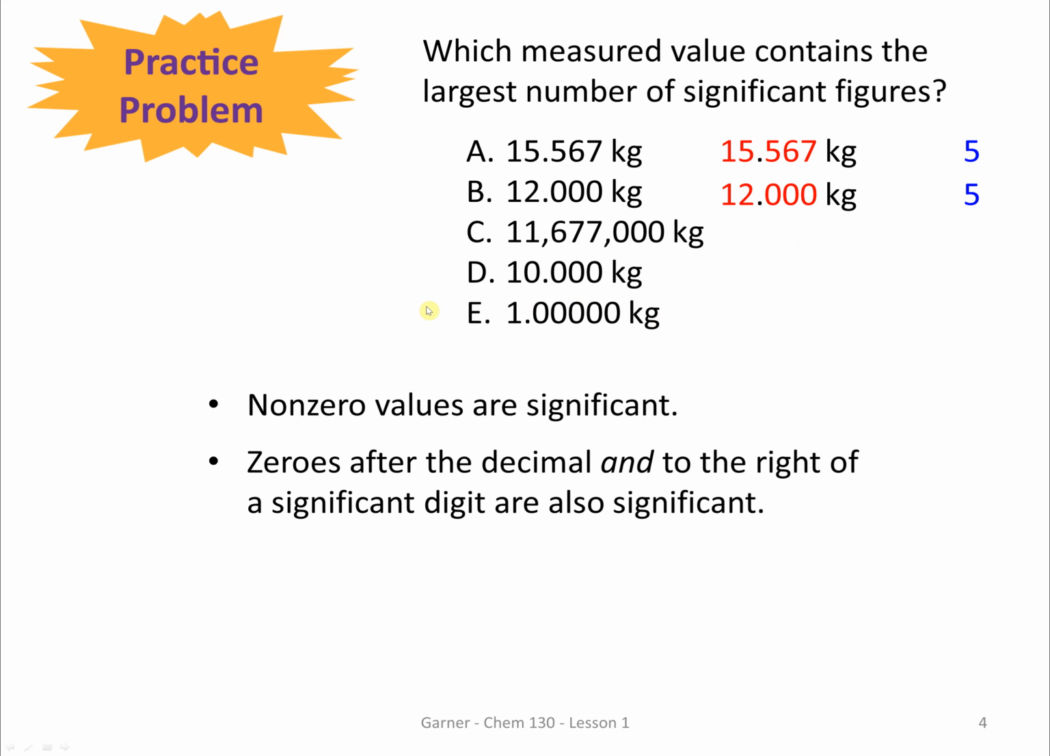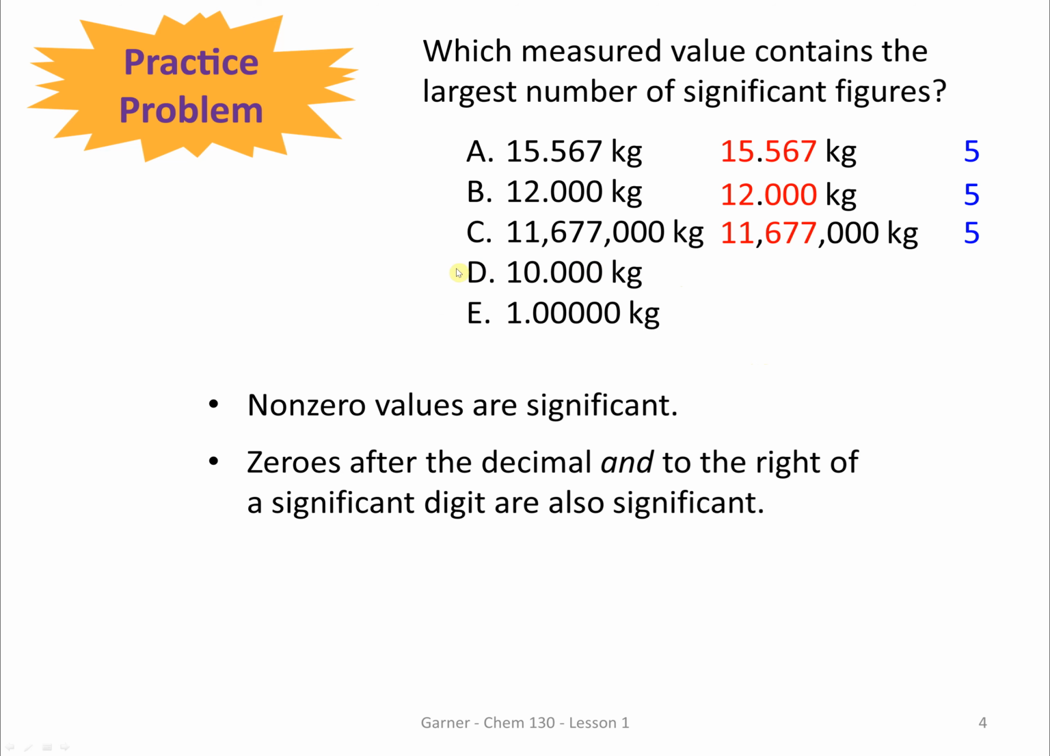All right, now let's look at choice C. In choice C, we have our 5 non-zero digits, and then we have 3 zeros that follow them. These 3 zeros are to the right of sig figs, but they're not to the right of the decimal point, so they will not be significant figures. So choice C only contains 5 sig figs. So far all of our answer choices are tied.